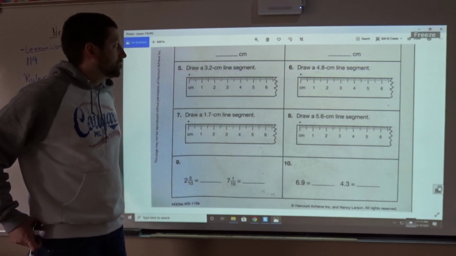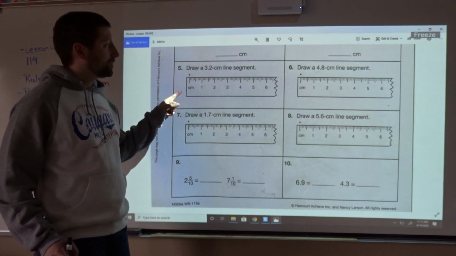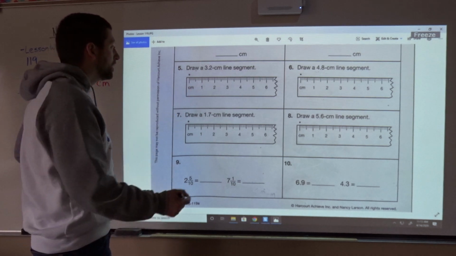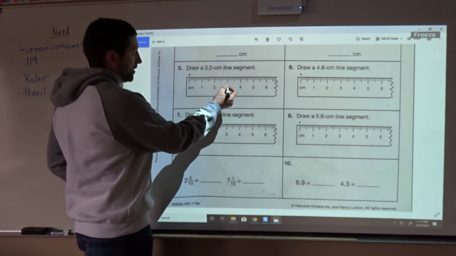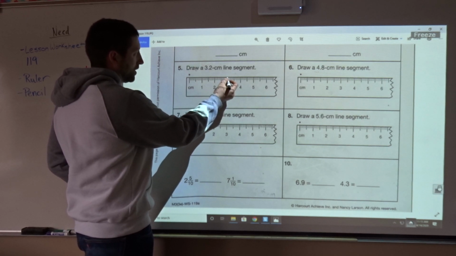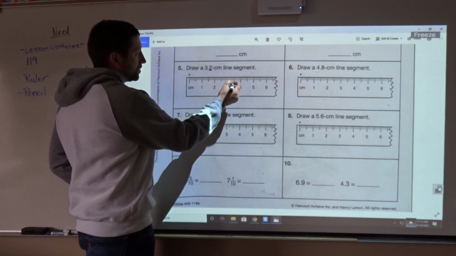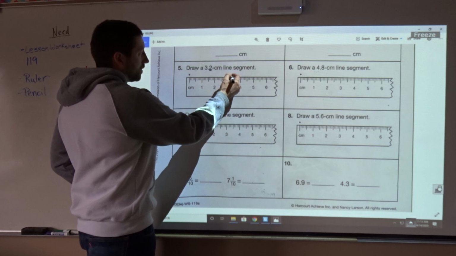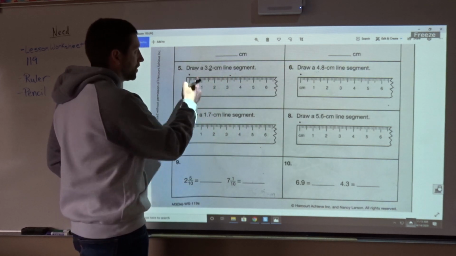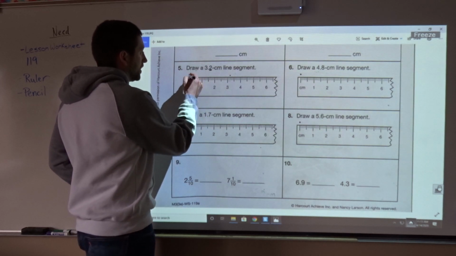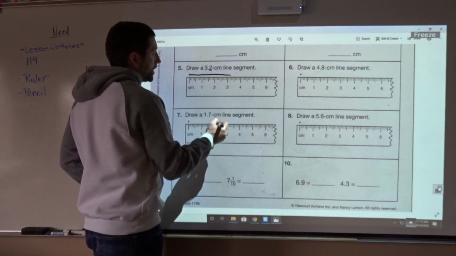Okay, number 5, it says draw a 3 2/10 centimeter line segment. So I don't need you to use a regular ruler, just use a ruler that's right on the paper here. 3 2/10 centimeters. So we want to go to 3 full centimeters. That'd be right here. But then we also have 2/10, so we need to go 1, 2 lines further. So first thing I need you to do is put a dot right above where 32 millimeters would be, or 3 2/10 centimeters would be, and then take your pencil and connect the 2 dots, like that.